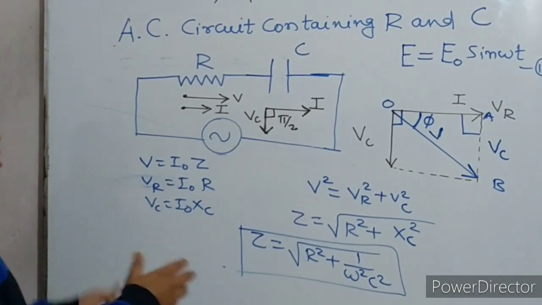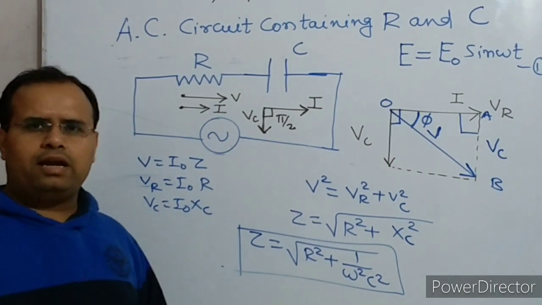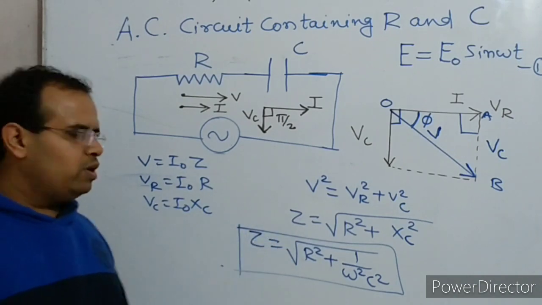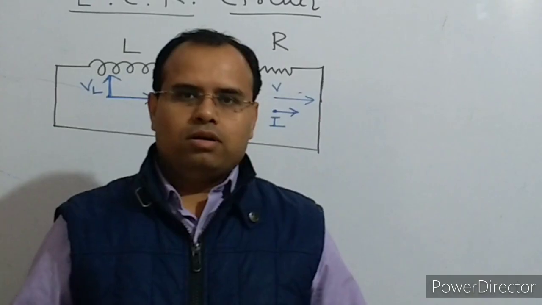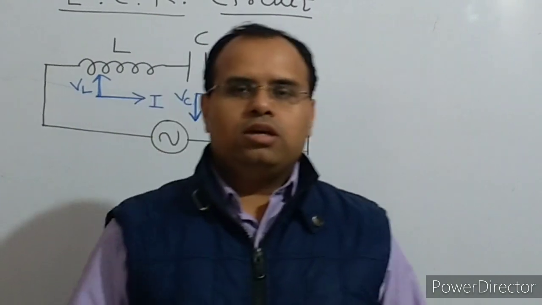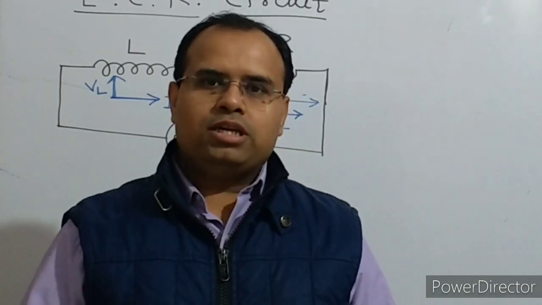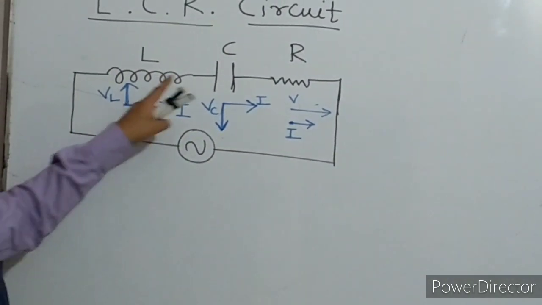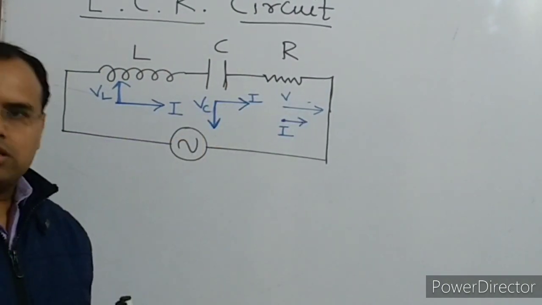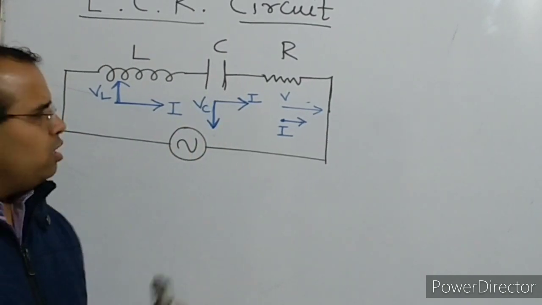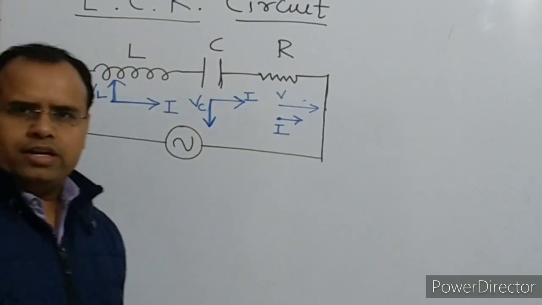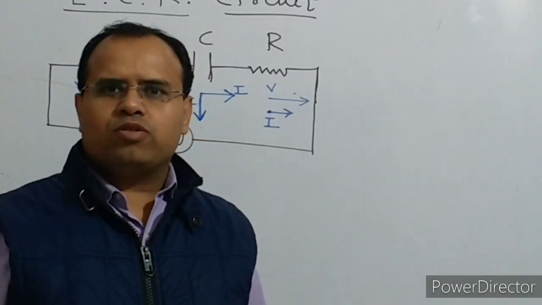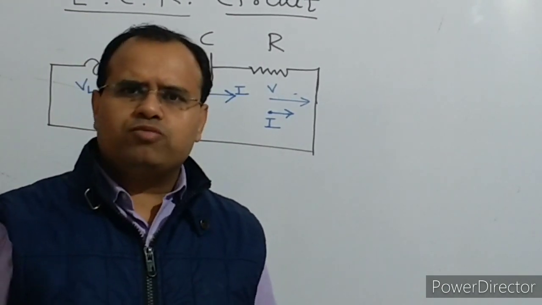So this is how the combinations of RL and RC behave when an alternating EMF is connected. Friends, today we are going to study the LCR circuit in alternating current. In an LCR circuit, there is an inductor, capacitor and a resistor connected in series. Now we are trying to find the expression for impedance for this circuit, and also the expression for the resonance frequency.